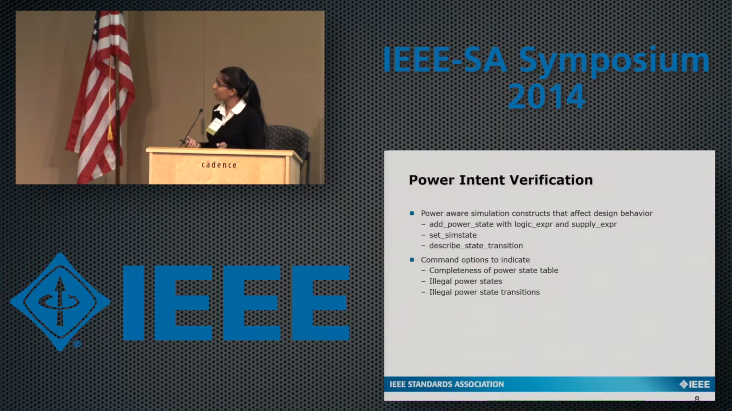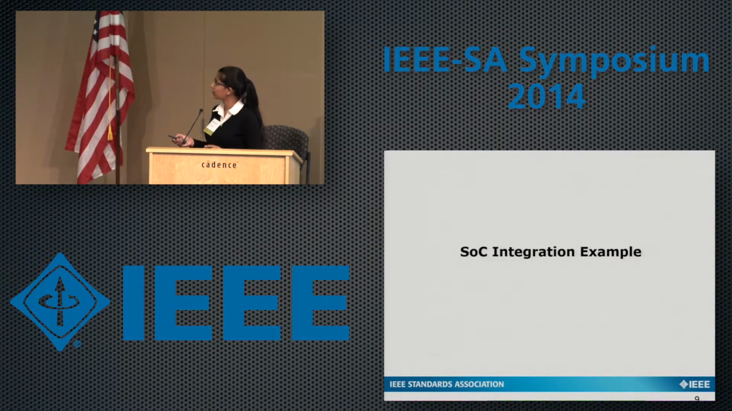On the verification side, we want to look at the dynamic behavior of power. It's not just the static structural architecture of the power distribution, but how that affects your system power states. And there are different commands that help us capture that information. We also have command options to indicate the completeness of our power state table. You can talk about illegal states. You can talk about illegal transitions. So these are all features that allow us to verify the power intent in a more robust way.